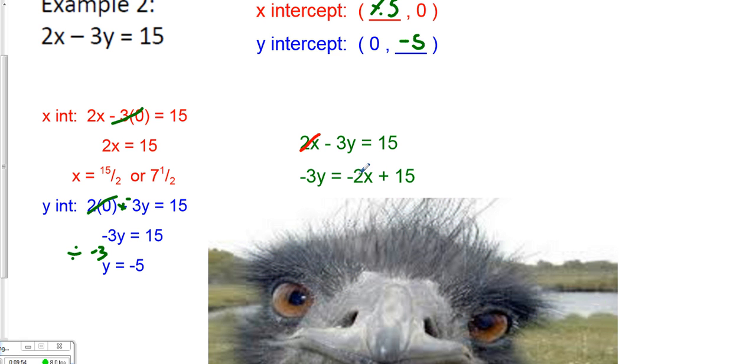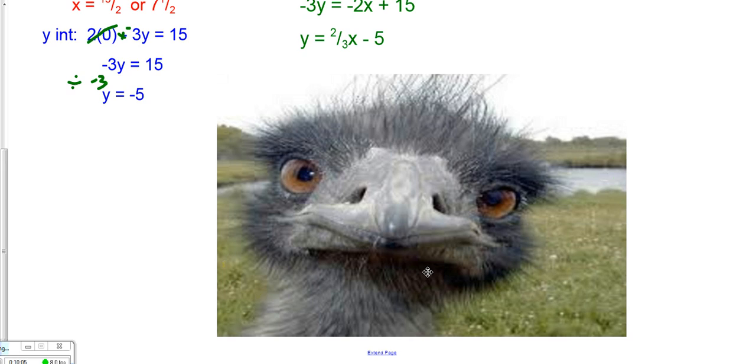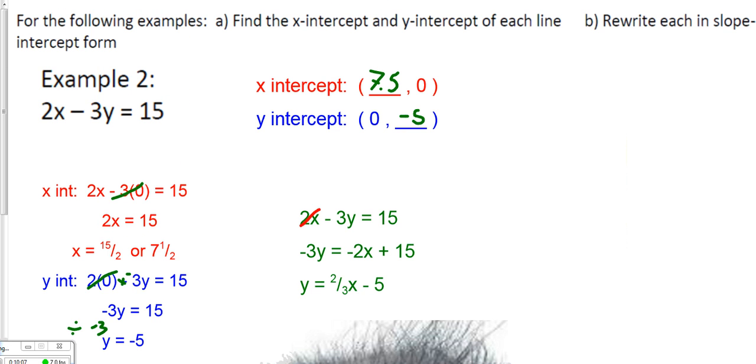And put a minus 2x over here, a negative 2x plus 15. This is positive. Now, to get y alone, we're dividing by -3. When we do that, it gets this part away. -2x divided by -3. Well, the two negatives cancel, makes it positive. And now it's just 2 over 3. That doesn't reduce, so we'll leave it as 2/3.